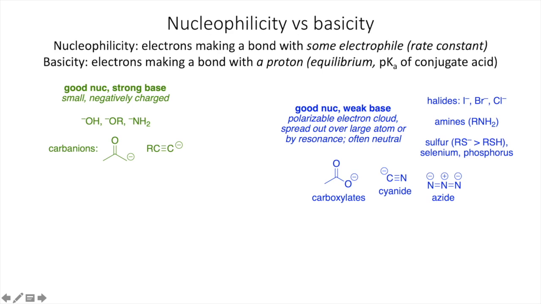Sulfur compounds, and maybe this is obvious, but if we have S minus, it's going to be a stronger nucleophile than SH, but SH thiols are very good nucleophiles on their own. Other big atoms, selenium, phosphorus, generally speaking, big atoms are more nucleophilic than smaller atoms. And again, I'm talking about the lone pairs in phosphorus and selenium.